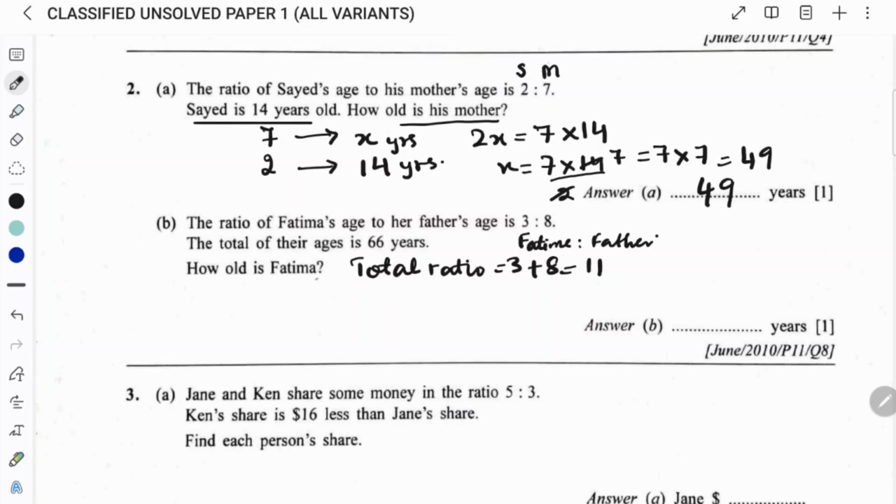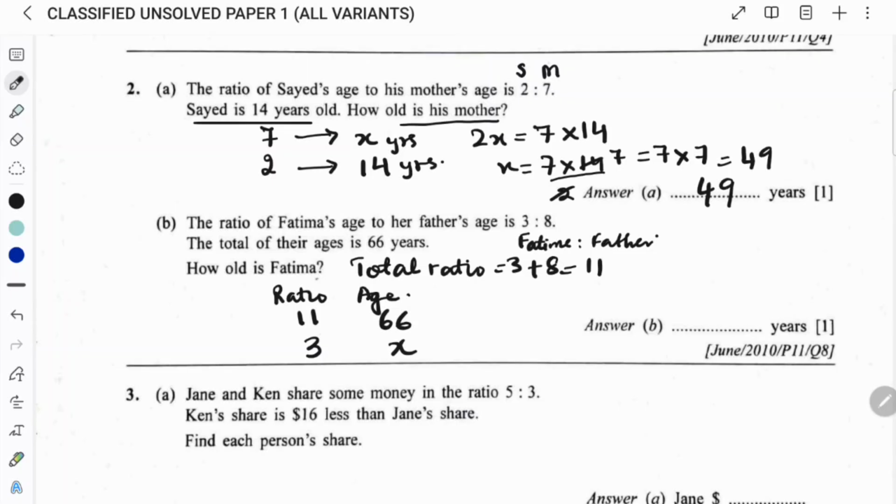Okay, so the total ratio is 11, and the total ages are 66. So ratio and age. Okay, so the ratio is 11 and the age is 66. What are they asking in this question? Fatma's age they are asking. So Fatma's ratio is 3, and we want to know what is the age of Fatma.